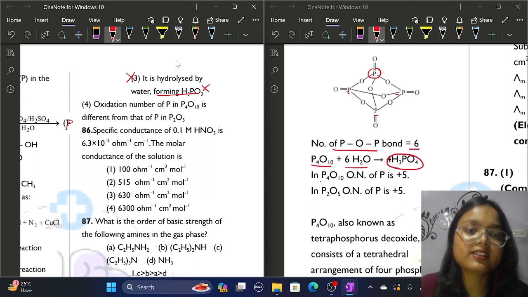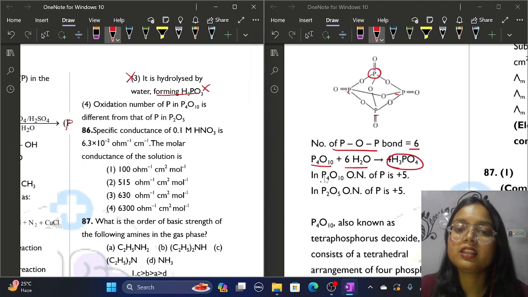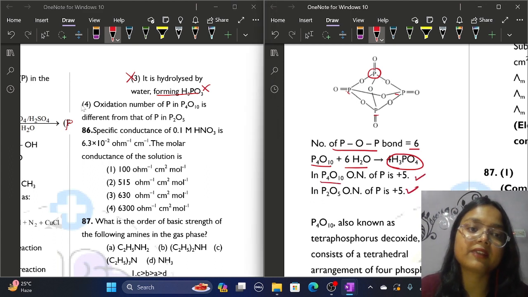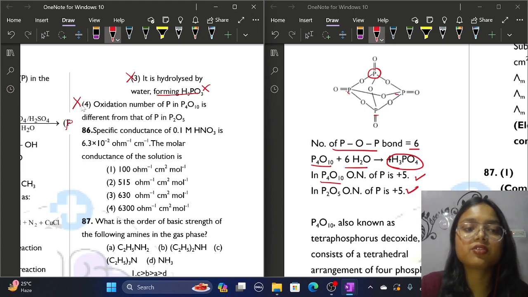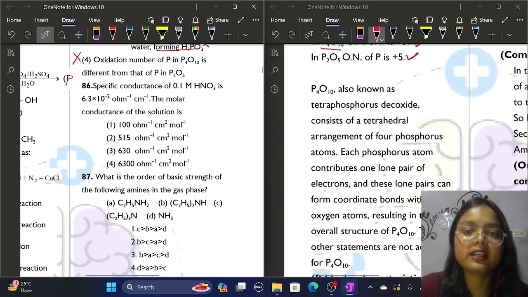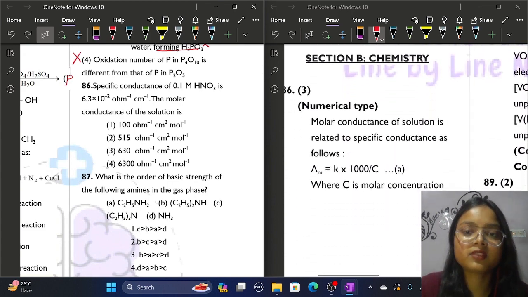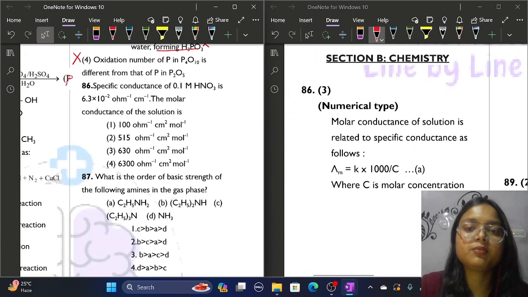Wrong statement: the oxidation number of phosphorus in P4O10 is different from that of P in P2O5. If we find the oxidation state, in both cases it comes out to be +5. It is not different, so this option is also wrong, which means the second option is correct. Now come to section B.